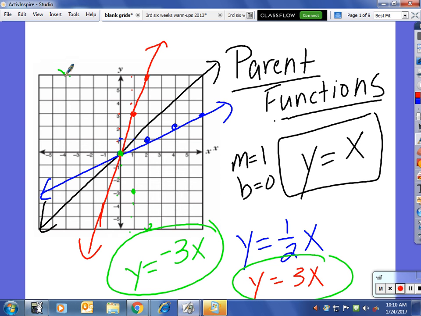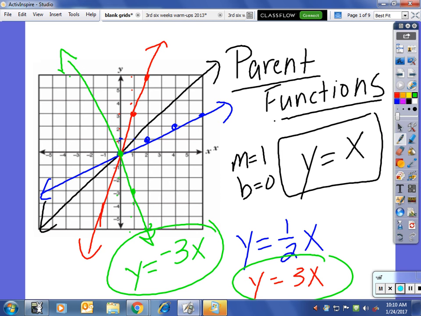So the steepness is the same as y equals 3x, but the direction is different. The red and the green line have the same steepness. I didn't draw it perfect, but one's going up and one's going down. Okay, so you need to understand, or be able to describe, changes to a parent function, with or without a picture.